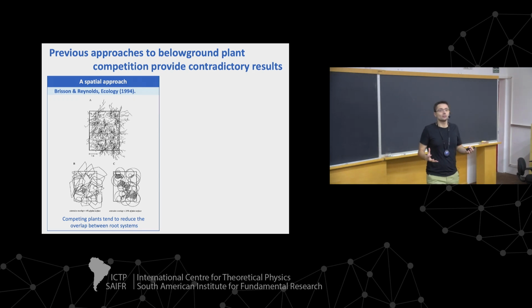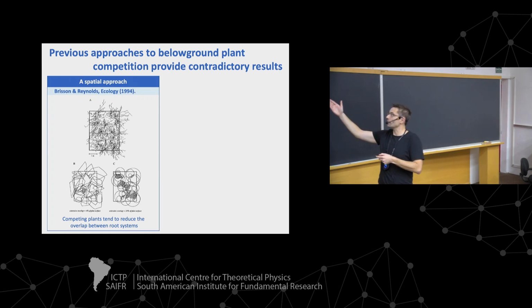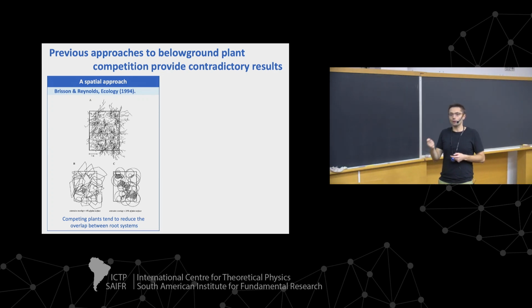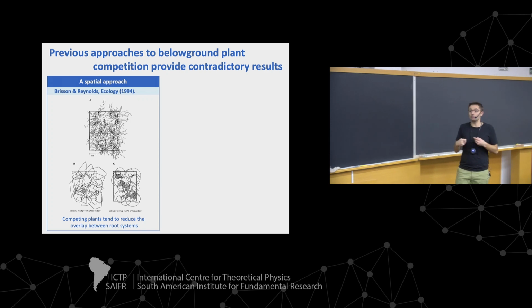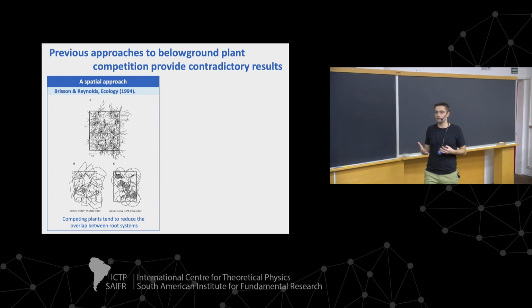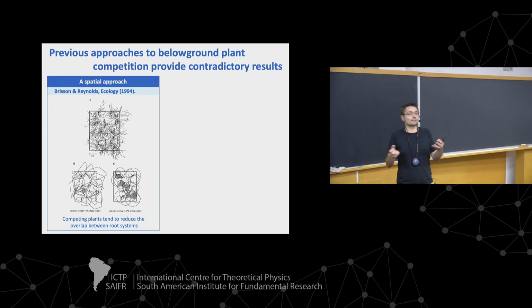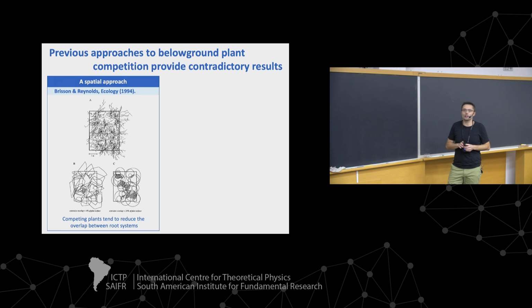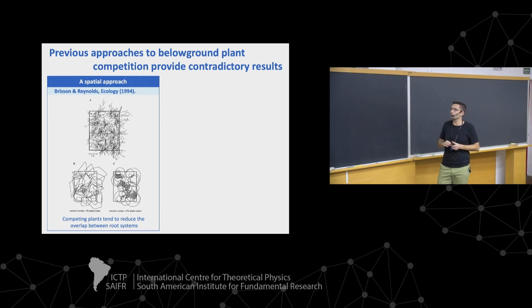What they found is that the actual data set of root overlap has a lower overlap than a random model, a significantly lower overlap than a random model. This means that when plants compete, they tend to segregate. They tend to avoid each other. They are territorial, if you want, in terms of maybe jargon that may resonate a little bit more with you.